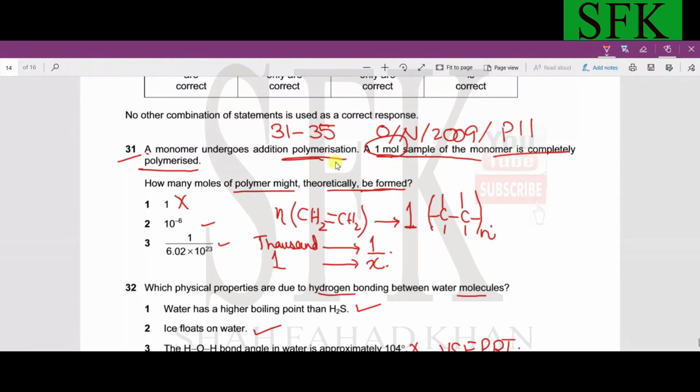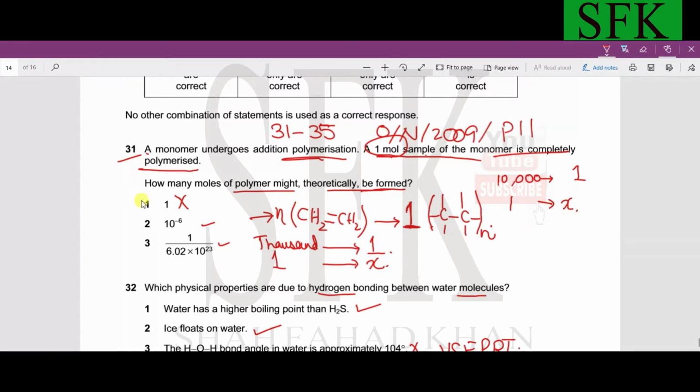Guys, this is actually a very easy question. If we look at our theory of polyethene's polymerization, how is polyethene formed? We have several thousand molecules of ethene. They polymerize and form a polyethene molecule, one mole of polyethene. So this means that 10,000 molecules of ethene combine to form one mole of your polymer. Now the question says that if I have one mole of the monomer, how many moles of our polymer will be formed?